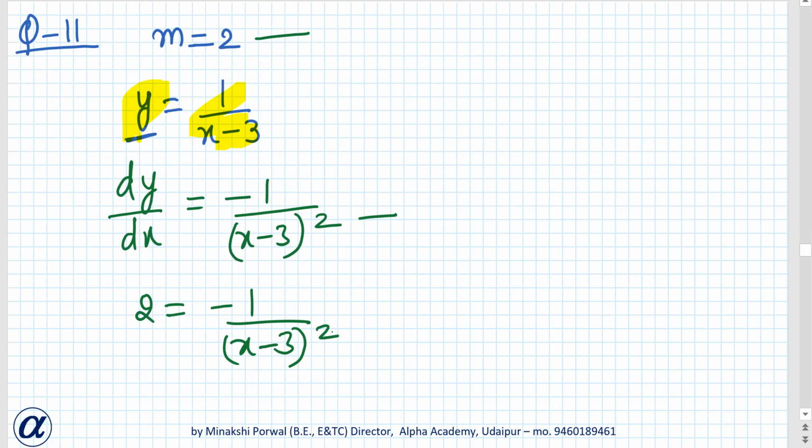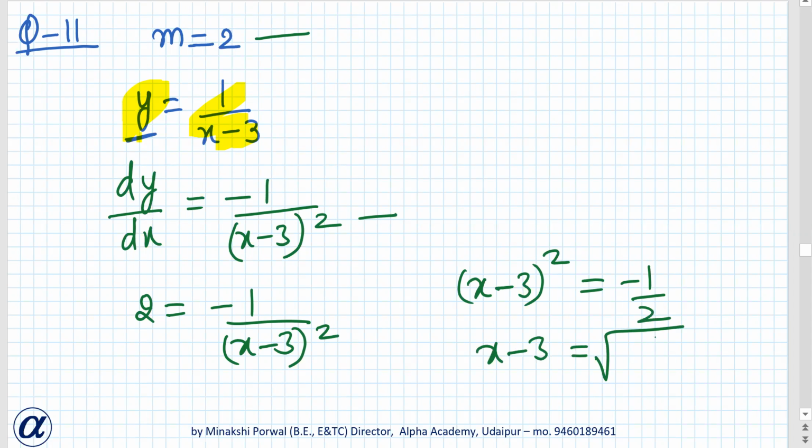When we solve this, x minus 3 the whole square equals minus of 1 by 2, so x minus 3 equals under root of minus 1 by 2. That is a square root of a negative number, so it is not possible to have non-real numbers here. So we'll write that no tangents are possible here.